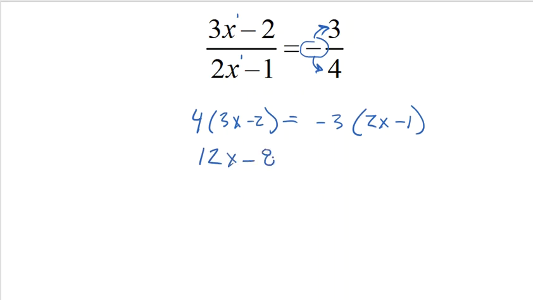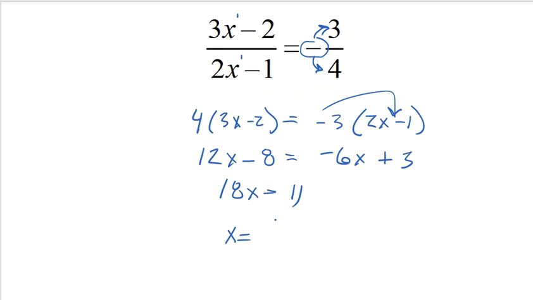12x minus 8 equals negative 6x plus 3. Carry that negative, don't forget. And let's see, I'm going to add the 6x to this side and get 18x. Add the 8 to the other side and get 11. x equals 11/18. It's kind of an ugly answer, but that's the answer I want. Now that you guys know a little bit about interval notation, I'm fine with this answer. The answer is 11/18, right?